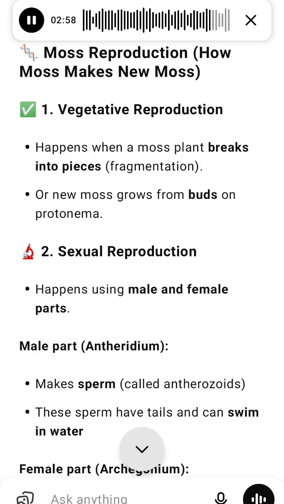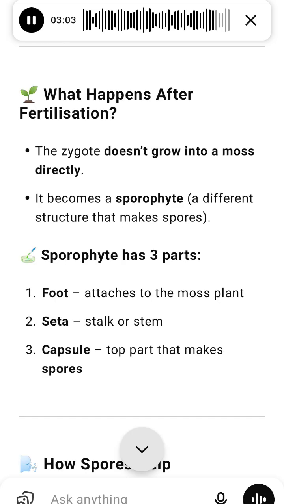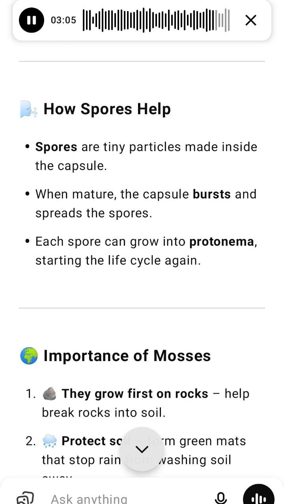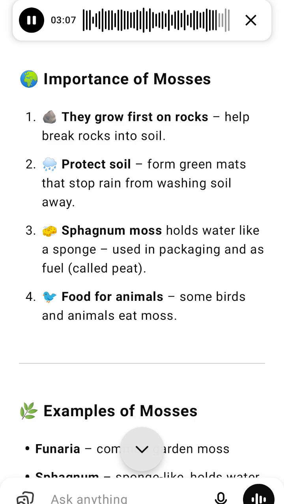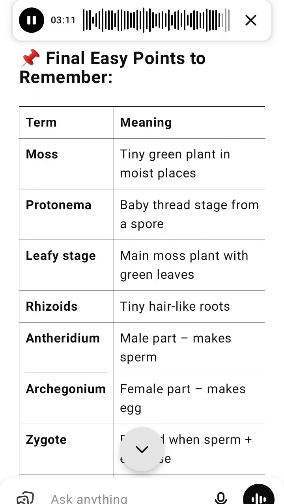Final easy points to remember. Term and meaning. Moss, tiny green plant in moist places. Protonema, baby thread stage from a spore. Leafy stage, main moss plant with green leaves. Rhizoids, tiny hair-like roots. Antheridium, male part that makes sperm. Archegonium, female part that makes egg. Zygote, formed when sperm and egg fuse. Sporophyte, makes spores, has foot, seta, capsule. Capsule, top of sporophyte, produces spores. Spore grows into new moss protonema.